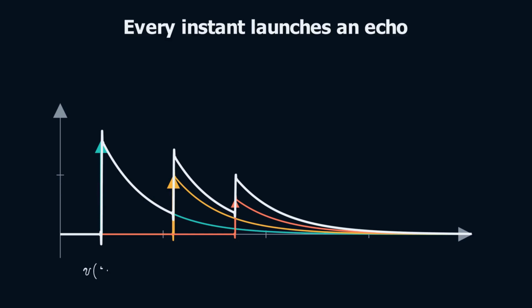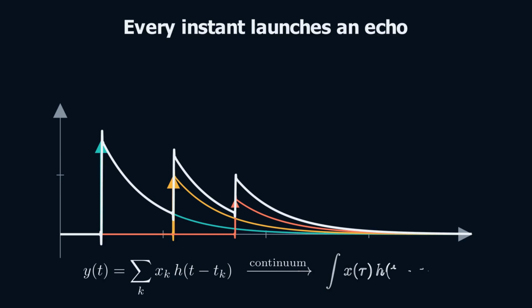Now let the impulses crowd together until the input is a continuum. Every instant tau contributes x of tau, times an echo shifted to tau. The sum becomes an integral, and the convolution formula falls out. Nobody invented it. It's just superposition, written down.